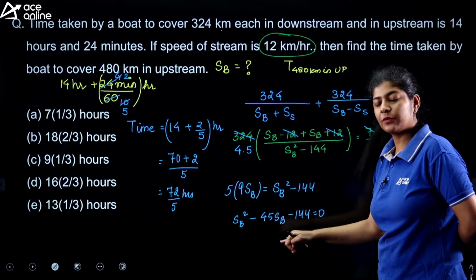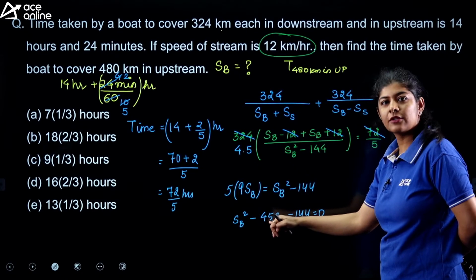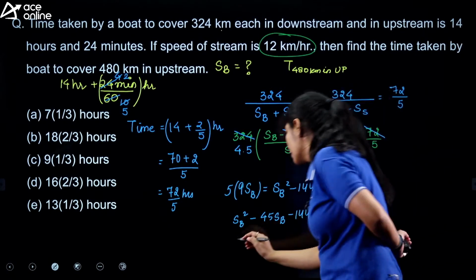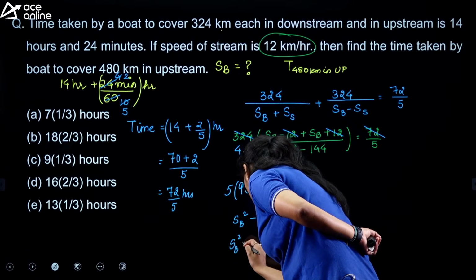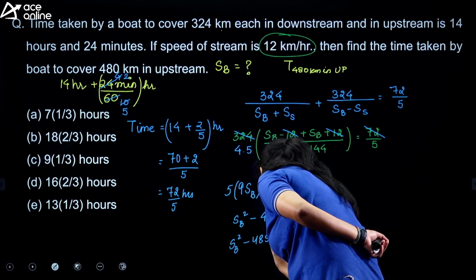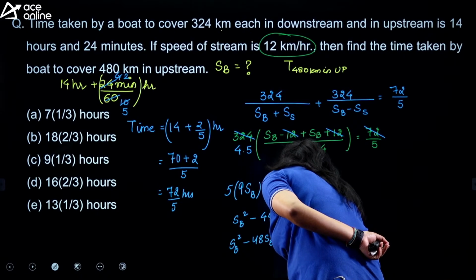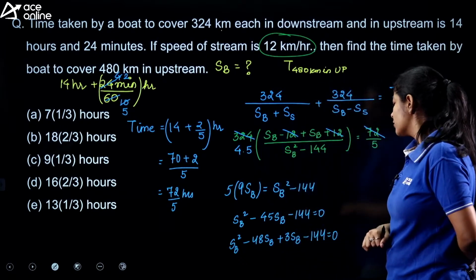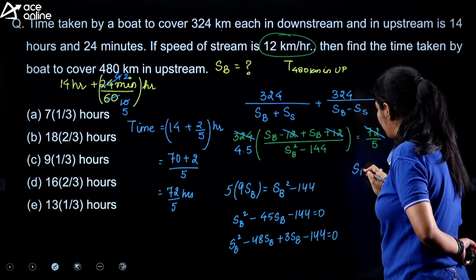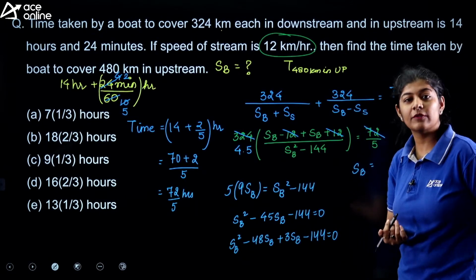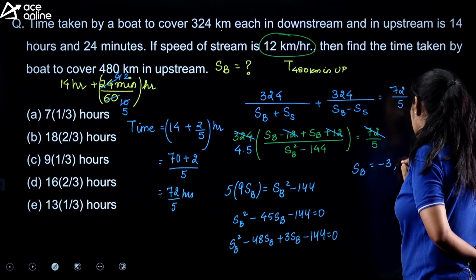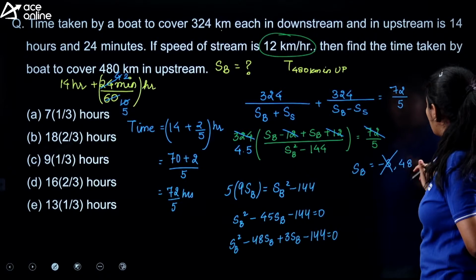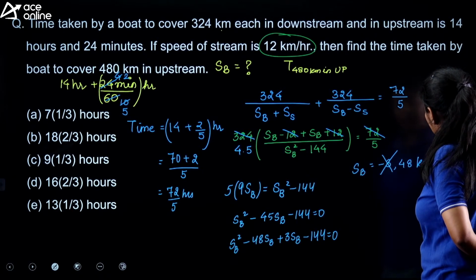Now, we need to find the roots. Here we can split it into 2 parts as per this 144, that is 48 into 3 is 144. So we can write it as SB square minus 48 SB plus 3 SB minus 144 is equal to 0, right? So the roots, or the value of SB that we are getting, or we can say the speed of the boat, is minus 3 and 48. We know that we can't consider speed as negative. So the speed of the boat is 48 kilometers per hour, right?